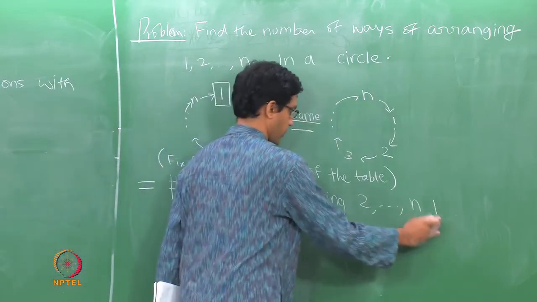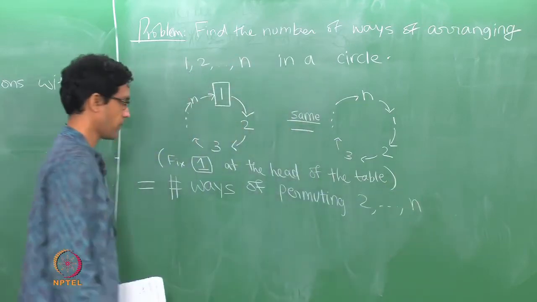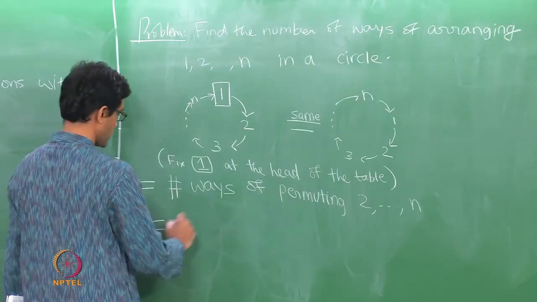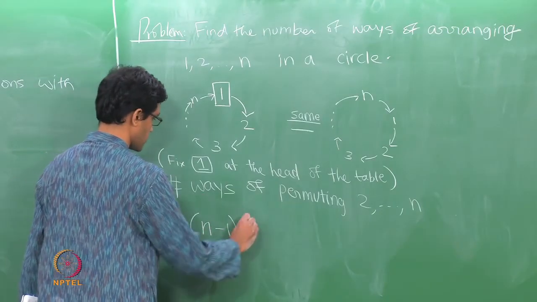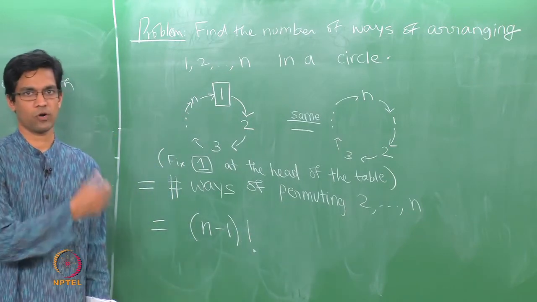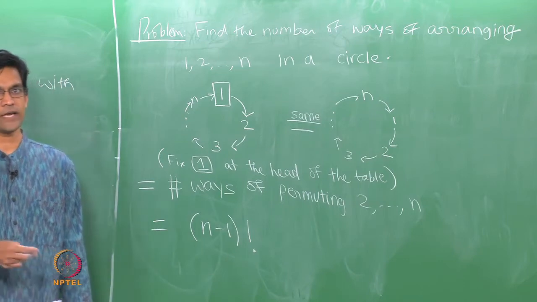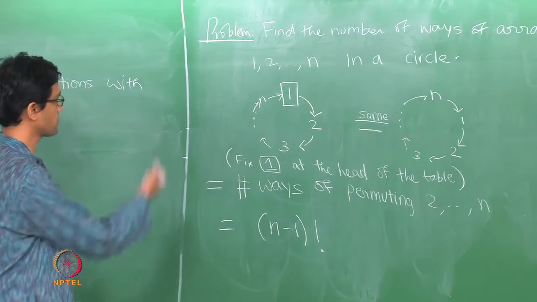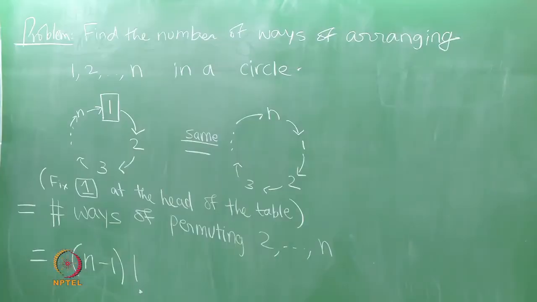Sorry, the numbers 2 through n. So you permute these in every possible way, and since there are only n minus 1 of these, the total number of ways of doing this is only n minus 1 factorial. Okay. So this is what we usually call circular permutations. So we are only interested in their relative positions, and the number of such configurations is in fact n minus 1 factorial.